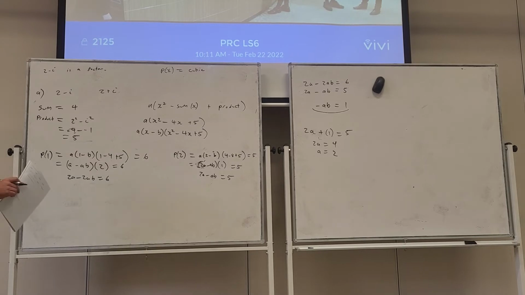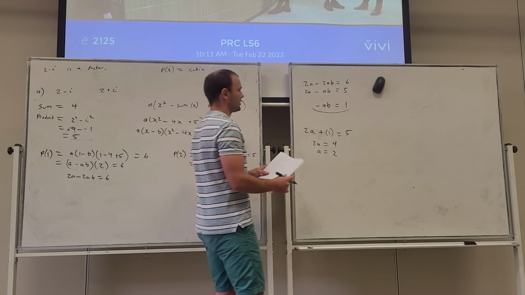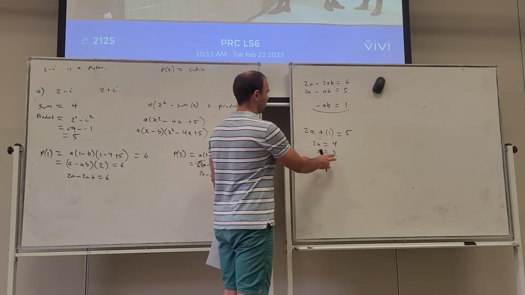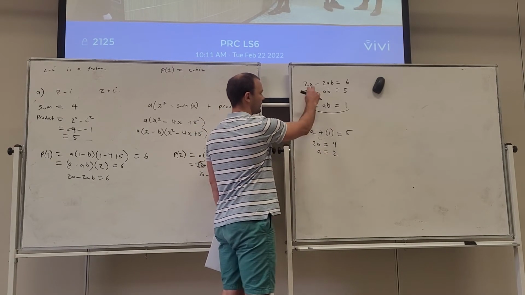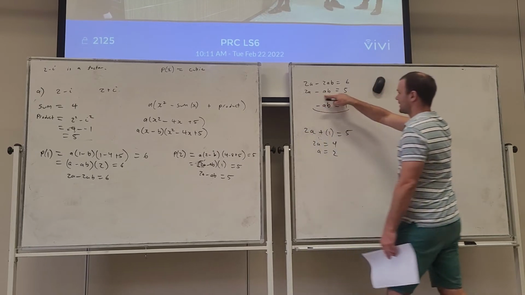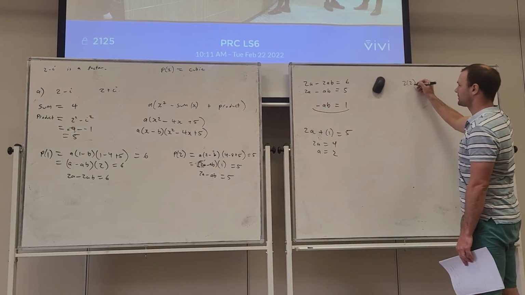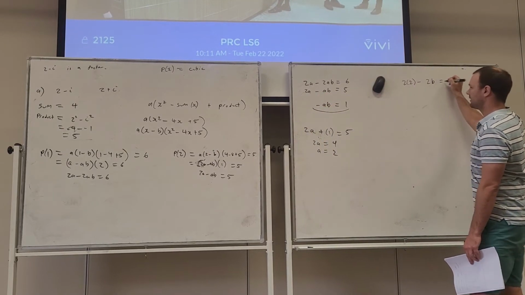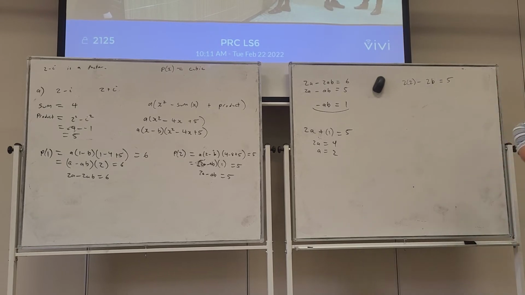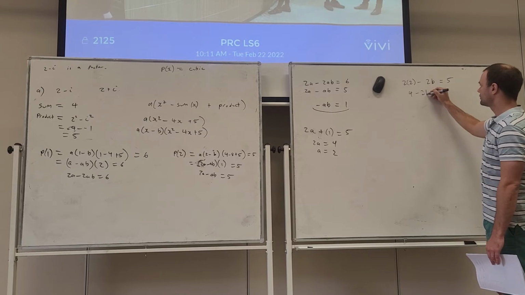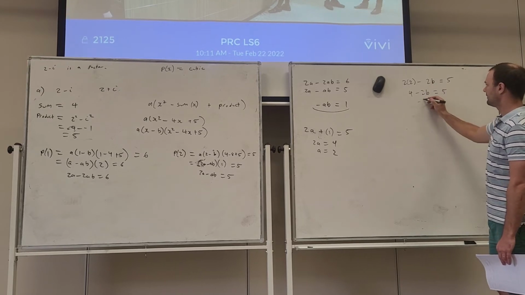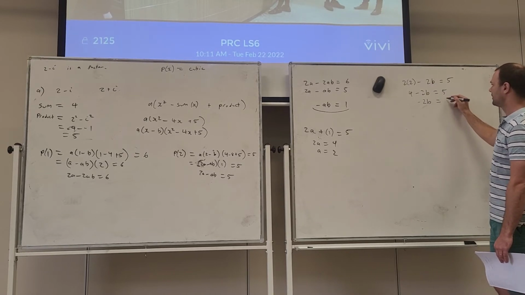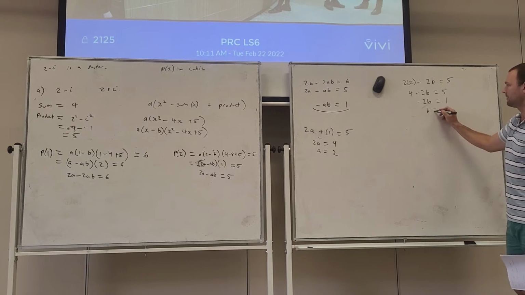Alright, and then to find b, we can put it in any of the equations. We've got a is 2, so that means, let's put it in the second equation again. We've got 2 times 2, take 2b equals 5. And we can solve this for b. We'll have 4, take 2b is 5, we'll have minus 2b is 1, and b is minus half.